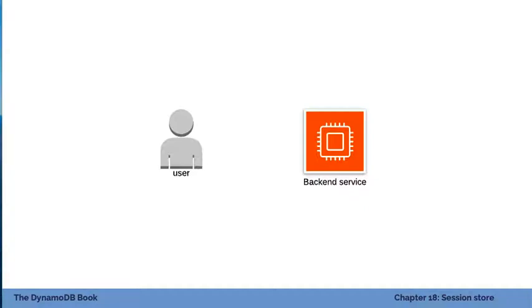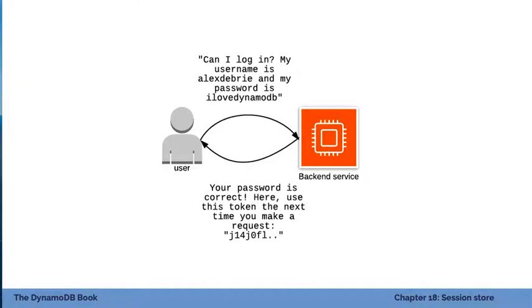So what we'll do instead is we'll have them authenticate one time. They'll send in a username and password to our backend service. We'll create a session token for them, store it in our database, and return that token to them, and they'll return it on every subsequent request. So if you look here, I have my user, I have my backend service. That first thing we're going to do there is on top, that user saying, hey, can I log in? My username is Alex Debris. My password is I love DynamoDB. Going to send that to the backend service. Backend service is going to check that username, check that password, make sure they match. And if they do, store that token and send it back and say, hey, next time you make a request, send this token up back with that request.